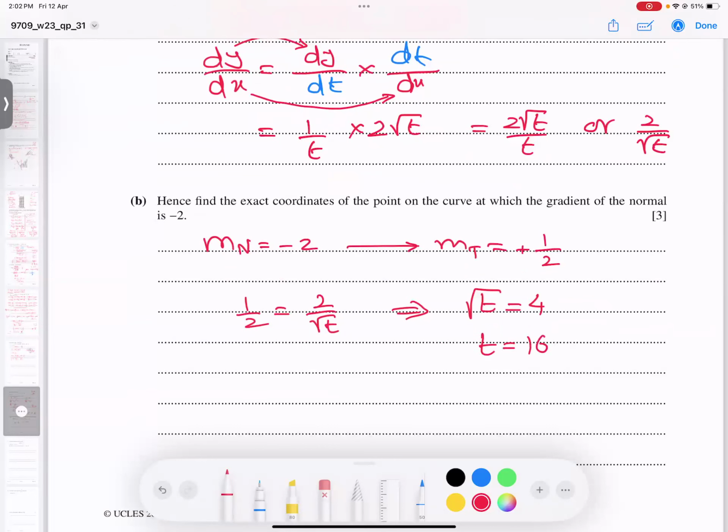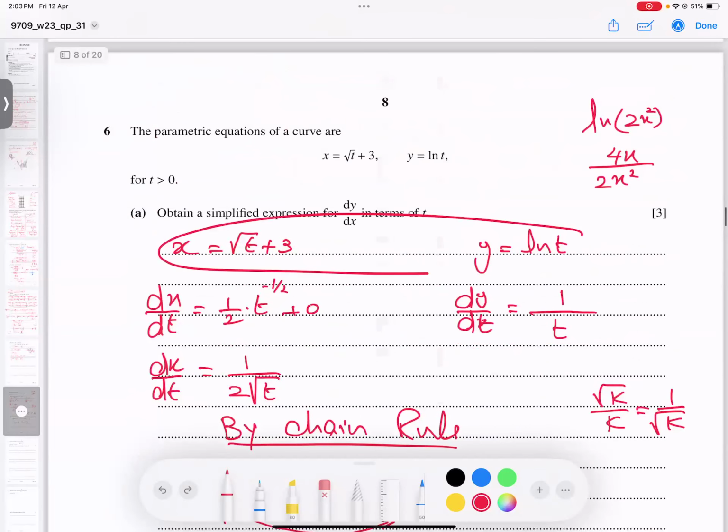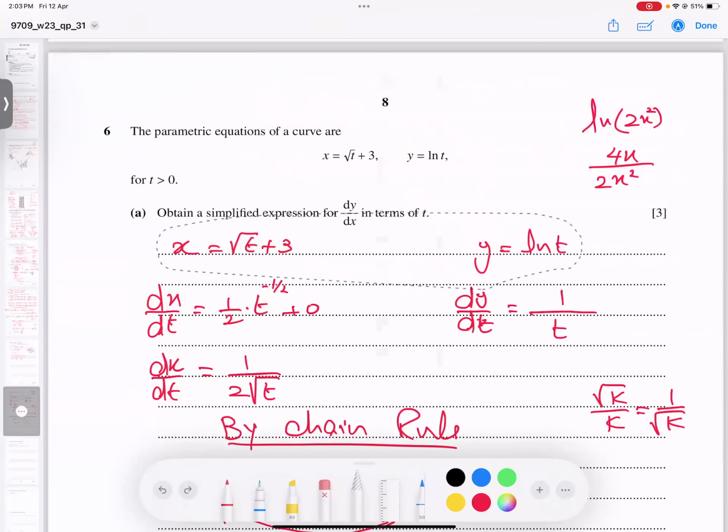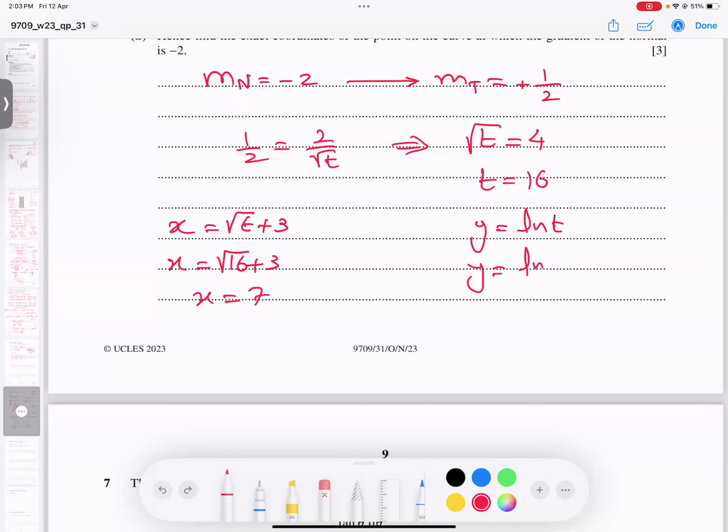Alhamdulillah rabbil alameen, but he did not ask for the t value. He said exact coordinates. So we have to plug these values into these equations. So I will take both equations, students. I will copy from here, bring it down, and paste here. Okay, students, get ready. So x is equal to root 16 plus 3. I got 4 plus 3, 7. Same story here, logarithm of 16. And what is 16? 16 is 4 squared.